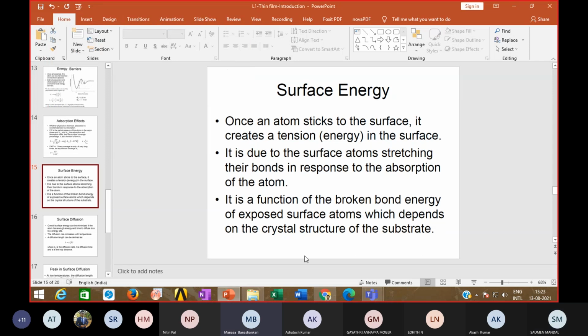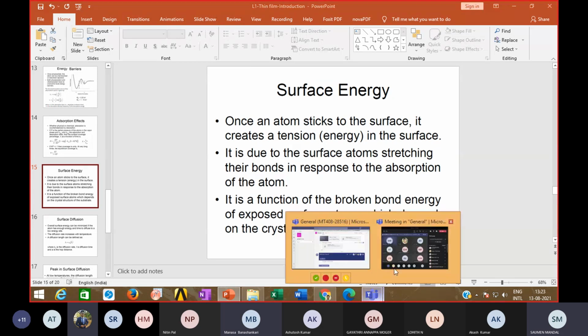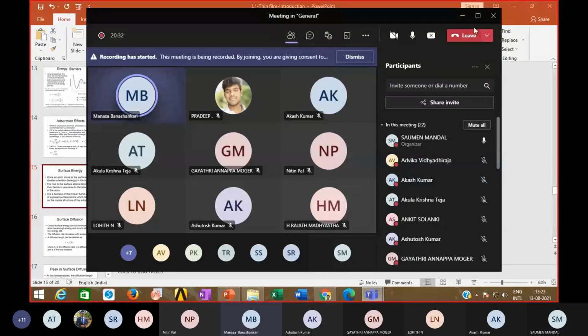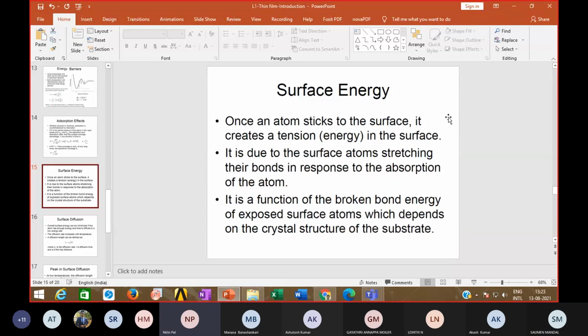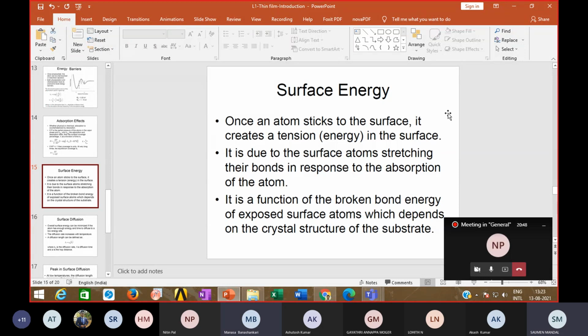Sure, the energy possessed by the atoms at the surface of a substrate. How do you calculate it? Contact angles we measure. No, that is contact angle. That is okay, but surface energy in general, how to define it? First, tell what is the surface. The externalmost layer.